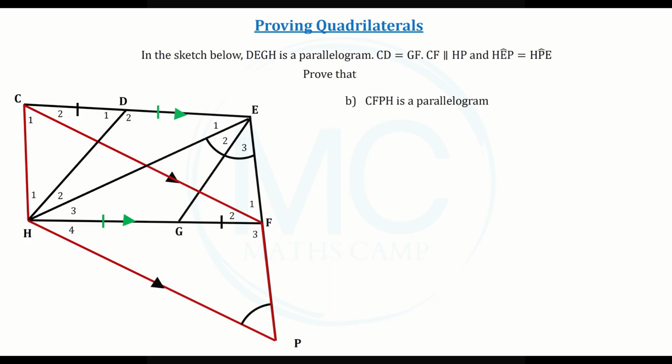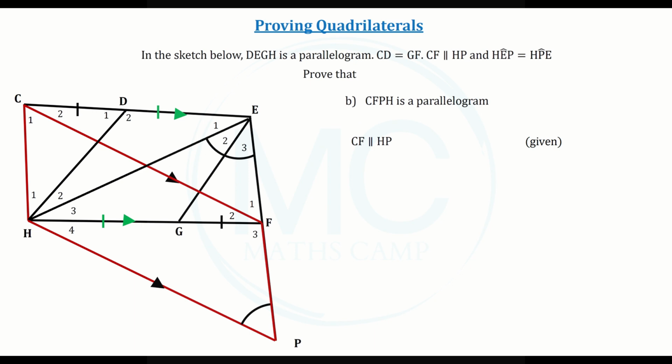On the diagram, we can see that CF over here is parallel to HP. So let's make a note. We can say that CF is parallel to HP because this information has been given to us in the diagram. We have one pair of opposite sides that are parallel.